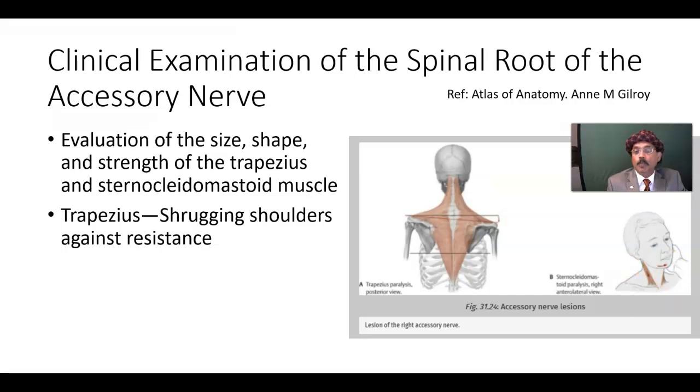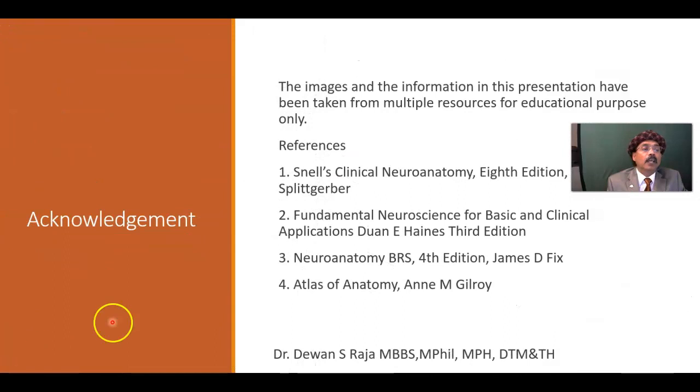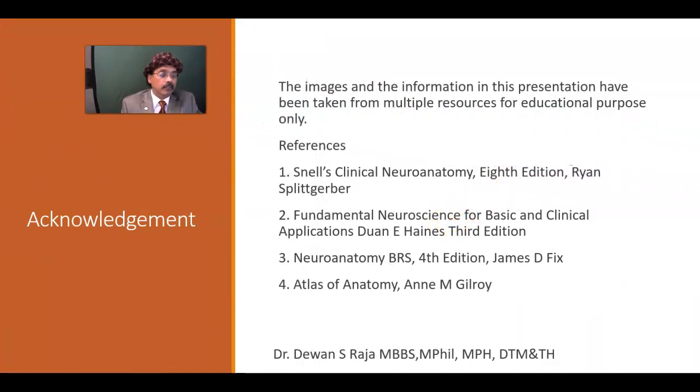Okay, and that's all about the neuroanatomy of the accessory nerve, or the 11th cranial nerve.